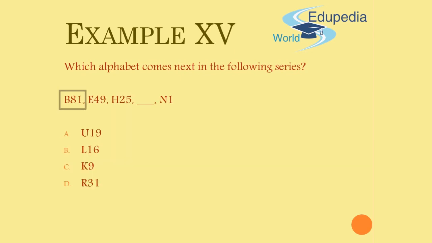And the final problem, it's B81, E49, H25, dash and then N1. So I know that from B I am moving to E. So A, B, C, D, I am skipping 2 letters and moving forward to E. Then from E, if I skip F, G, I will land up at H. From H, if I skip 2 letters, that will be H, I, J, I land up at K. And from K, if I skip 2 letters, L, M, I land up at N. So the logic fits. So my letter will be K.